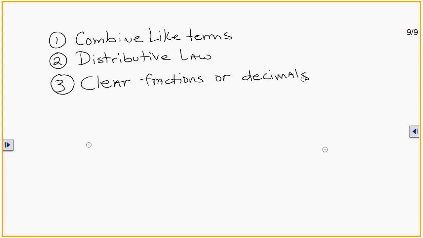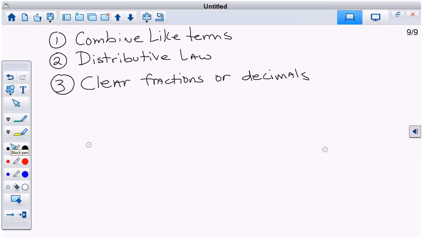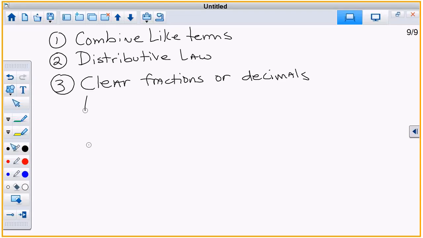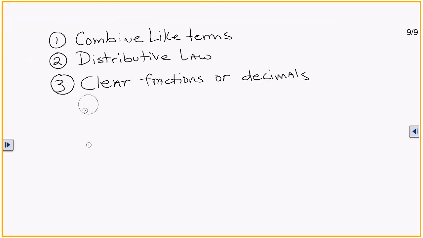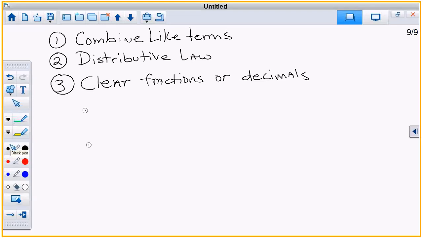Now the first one is pretty simple. Here's an example of combining like terms. I'll just go to the next. You can pause the video and write those down if you need to. That's a good thing about videos. You can pause them whenever you need to take a break and write something down. But anyway, combining like terms.